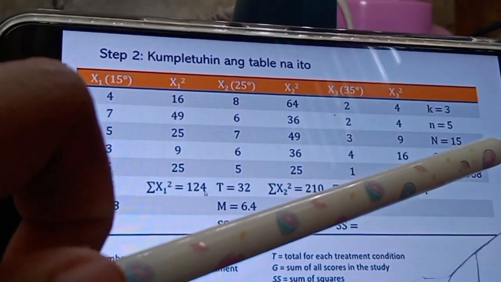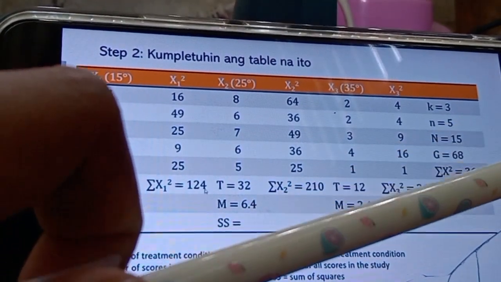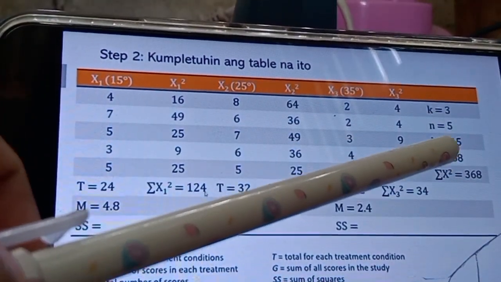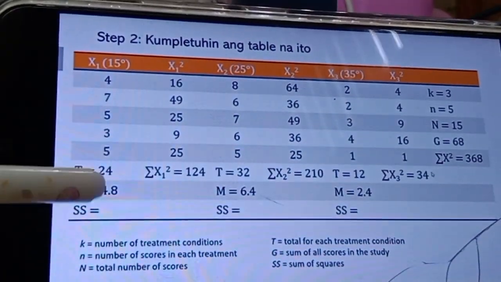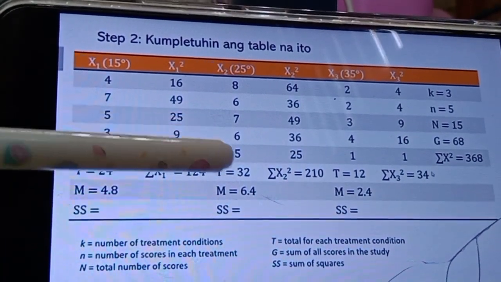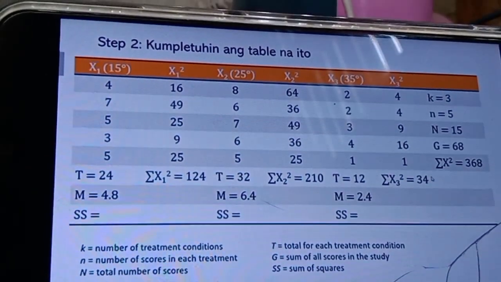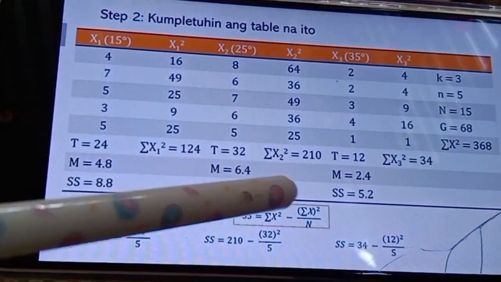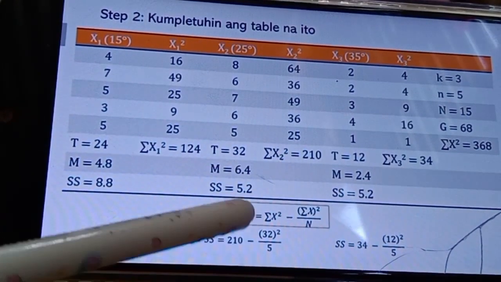So, equals 368. Summation of x squared equal 368. Kailangan na lang natin hanapin is yung summation of squares. So, ito ang formula ng summation of x squared.